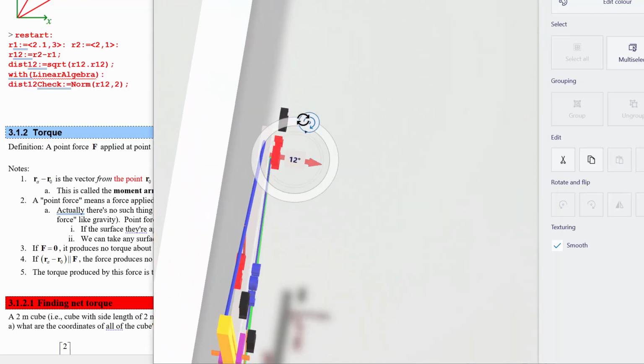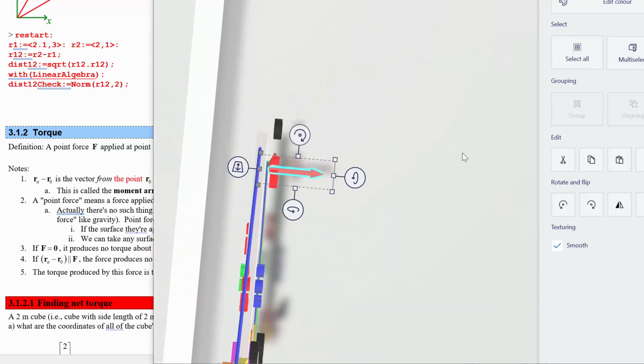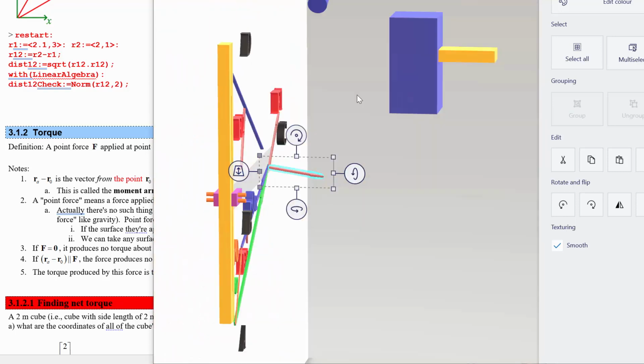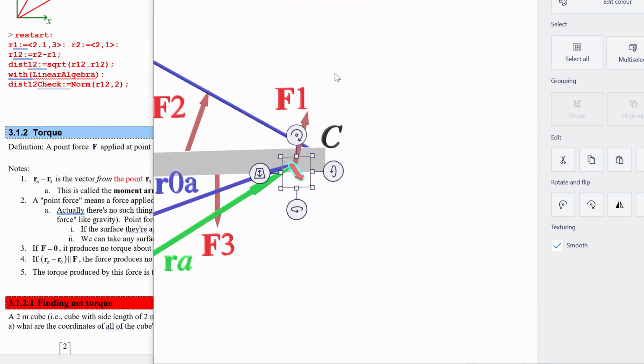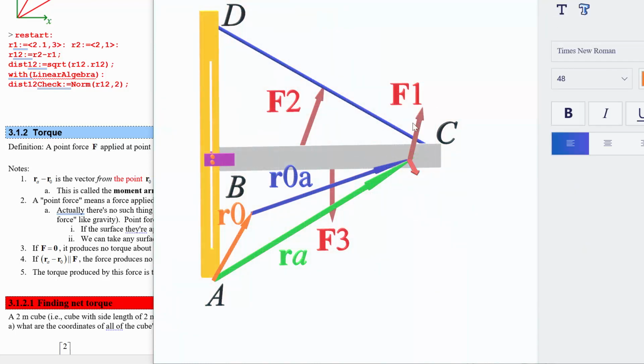Ooh, not quite perpendicular. Let's try there. So it seems perpendicular to the blue one now, and still perpendicular to the force vector. That looks pretty close. Okay, so the combination of ROA and F1, when you find the torque that F1 produces about this point, it'll be a vector that comes out of the page like that.